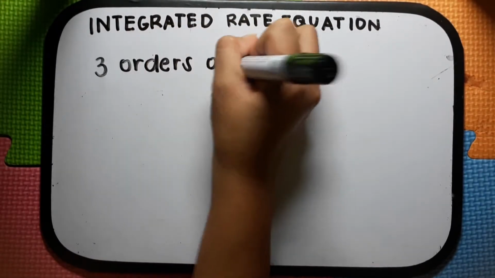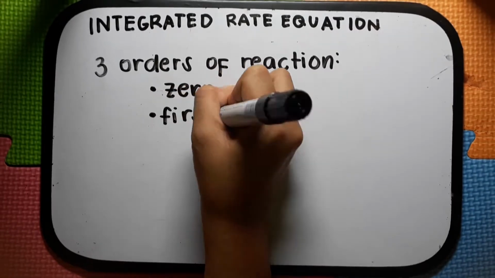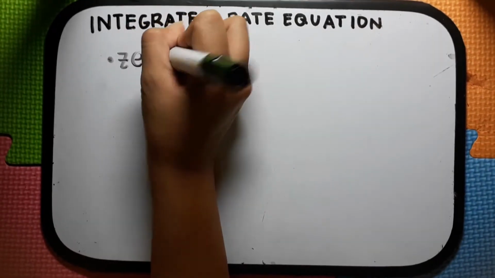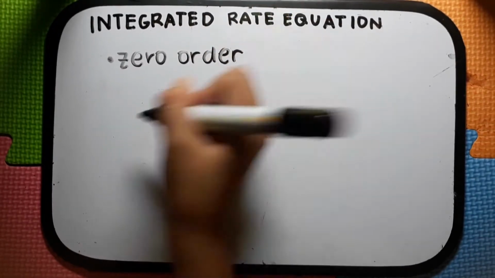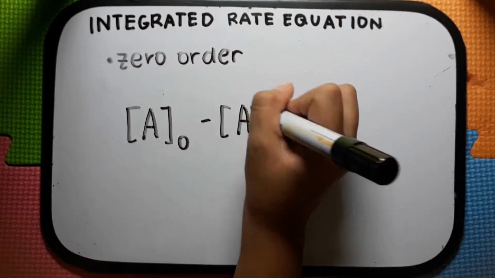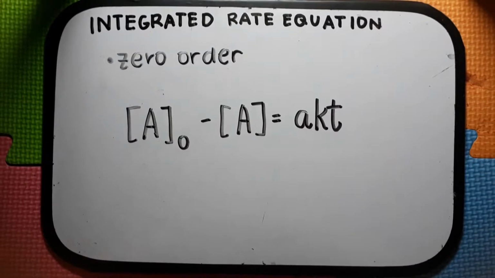There are three orders of reaction: zero order, first order, and second order. In zero order, the difference between the initial concentration and the remaining concentration is equal to the product of rate constant, coefficient, and time elapsed.